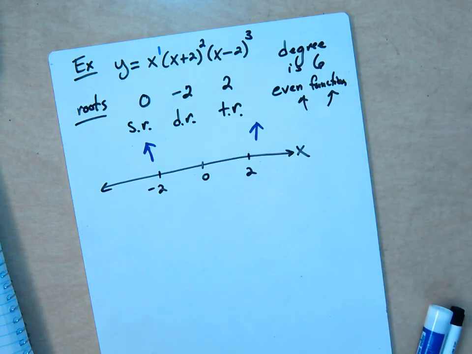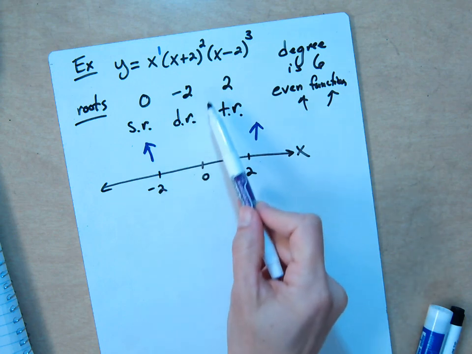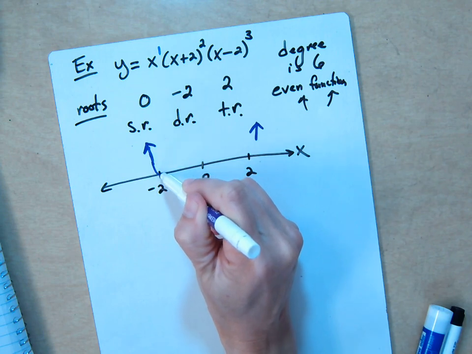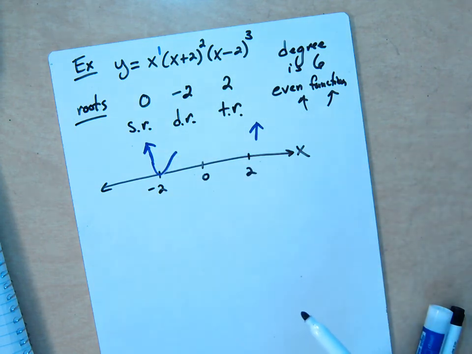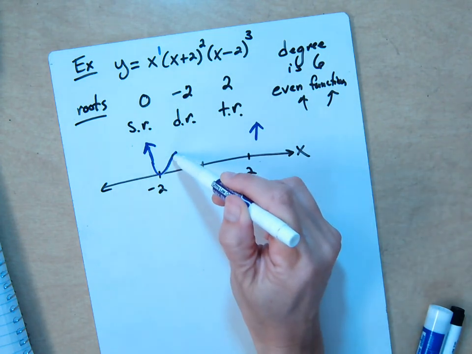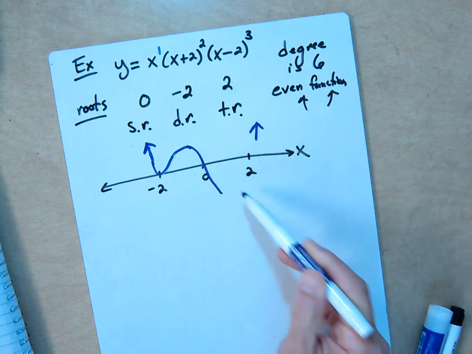And then we just go through each root. So -2 is our first root. That's a double root. So we're headed toward it, but we don't cross over, we just bounce off of it. It's just tangent because it's a double root at -2. Then we go to 0. That's just a regular old single root, so we just pass right through it.